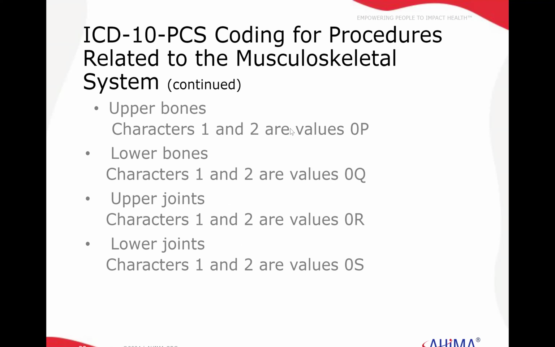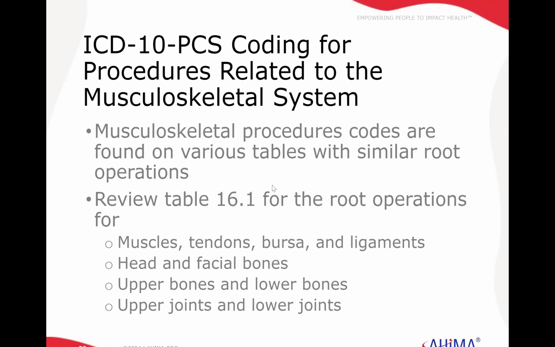We have other first two characters here for the upper bones, the upper joints, the lower joints. And again, if you get these, you're 2/7 of the way there to getting the correct code. And table 16.1 will give you the root operations. And these are the same root operations we've seen before. And these are anything that we would do to muscles, tendon, bursa, ligaments, head, facial bones, upper bones, lower bones, upper joints, lower joints, and so on.